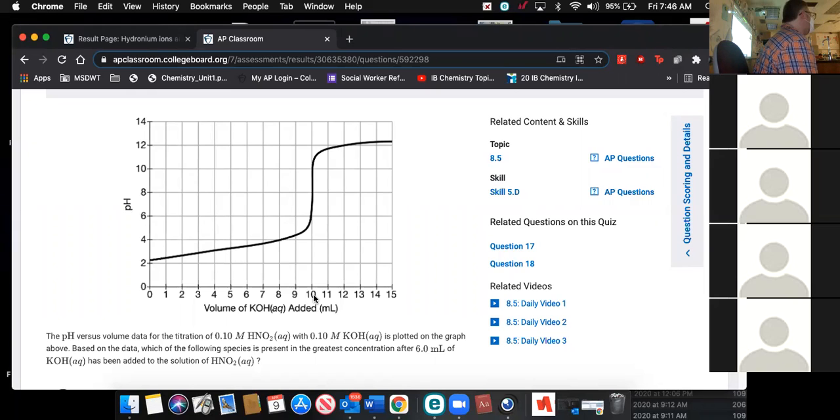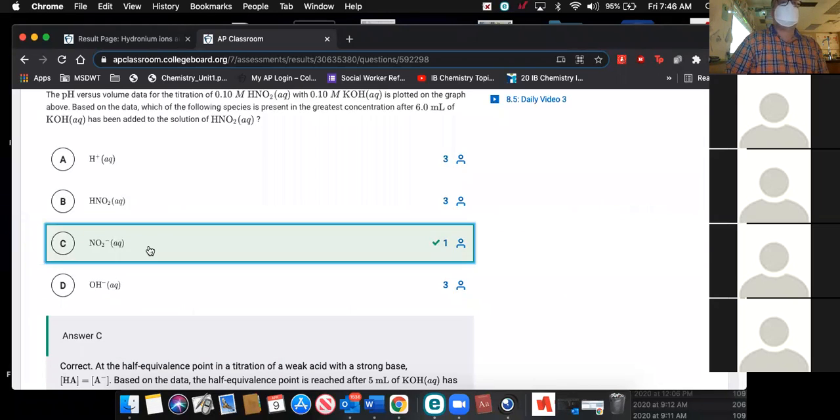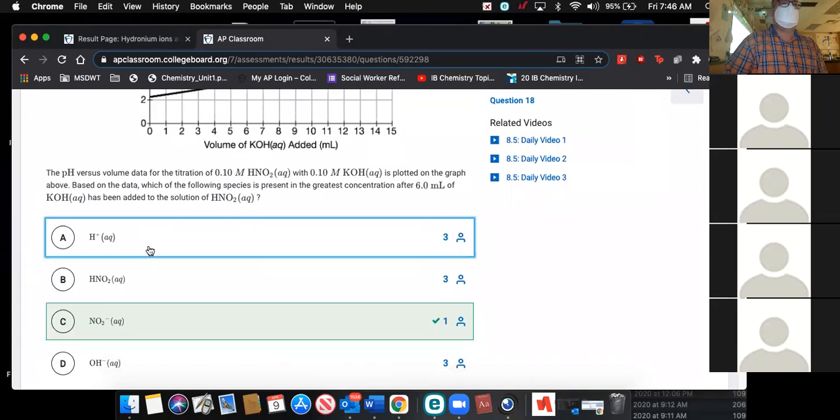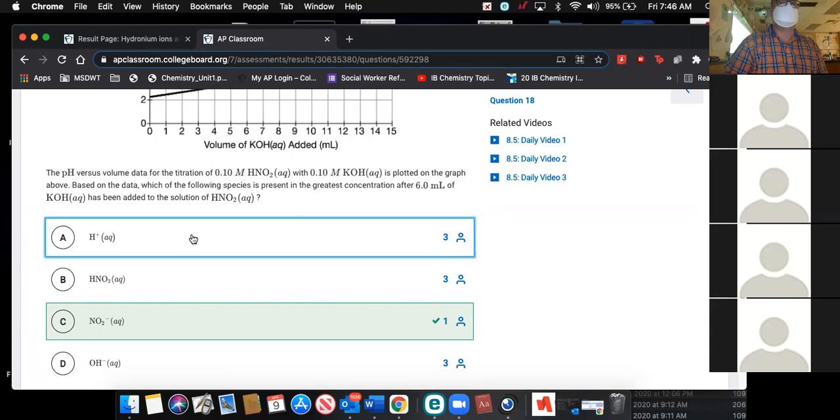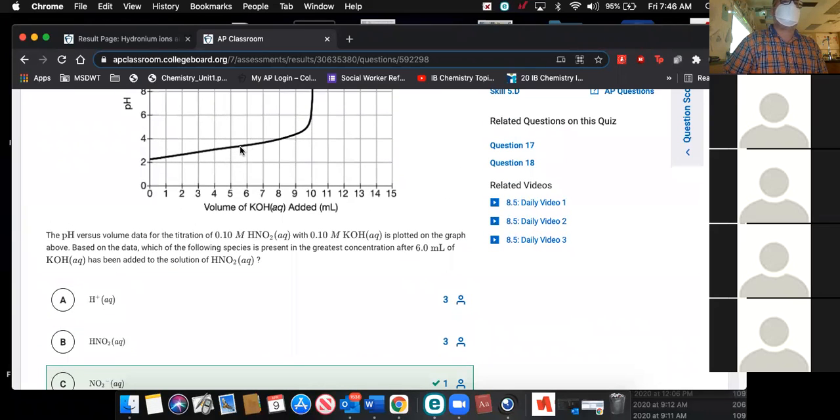Remember, there's a few things that we could get from this data. Half of the equivalence point should be the pKa. So 5 right here. If we were to go over here, that would be the pKa. That's not what this question is asking. It wants to know which is in the greatest concentration. We are past halfway. So does that mean our H pluses are in high concentration or not? Those are what are going away, right? But at this point, as they go away, we get lower concentration of H pluses. So that's not going to be it.